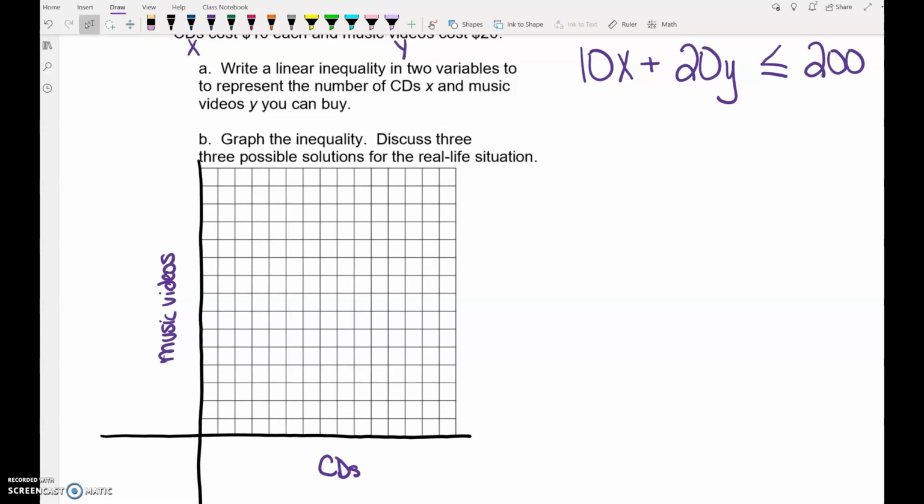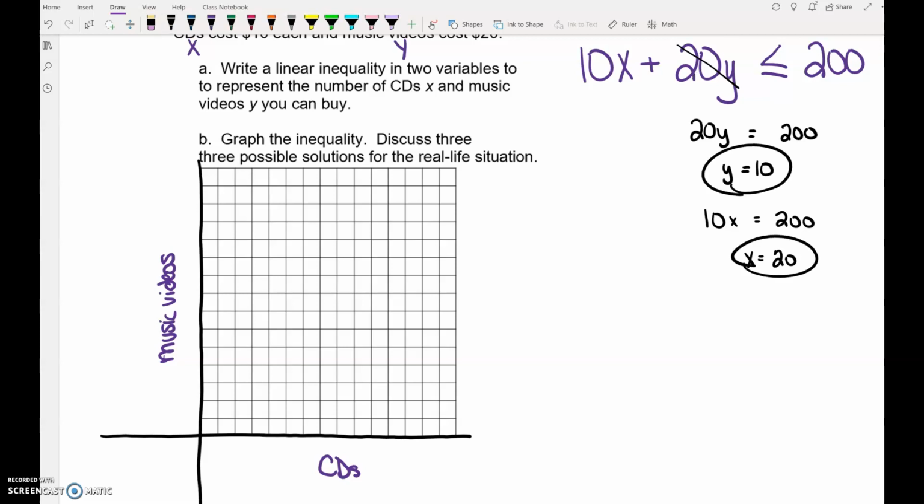If I buy no CDs, so if x is 0 and I'm not buying any CDs at all, cover up 10x, you would have 20y and 200. And just imagine that it's equals for now. What would y be? 200 divided by 20 is 10. Okay. Now let's do it the other way. If I buy only CDs and no music videos, so this time the 20, that'd be the 0, we'd have 10x equals 200. So x is 20. These are our x and y intercepts.